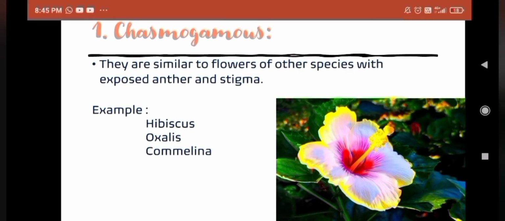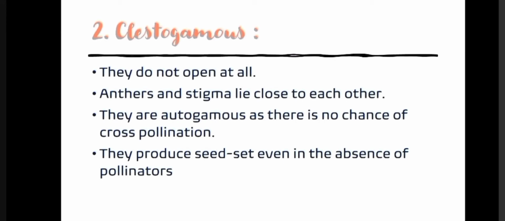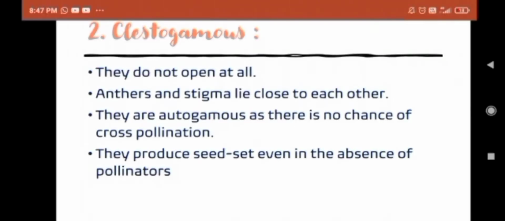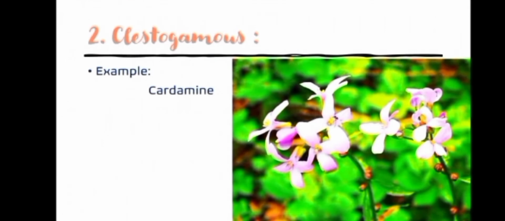Now let's see the second type of this. It is cleistogamous. They do not open at all. Anther and stigma lie close to each other and they are autogamous as there is no chance of cross-pollination. They produce seed set even in the absence of pollinators. It means they are not dependent on pollinators for pollination. Example of this is cardamine.